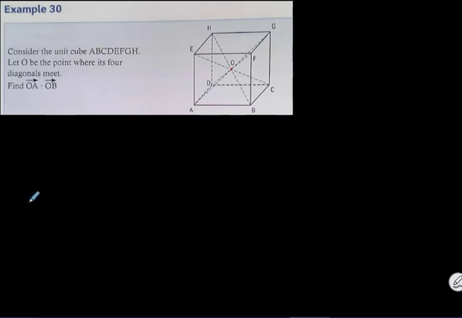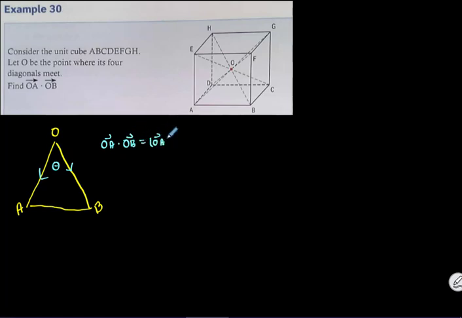So let's draw a quick little picture. Do the best I can. We have OA, OB, and then we can have the angle between those. We'll call that one theta, right? So we want to find OA dot product OB, and that's going to be the magnitude of OA times the magnitude of OB times the cosine of the angle between them, which is theta. So we're going to try to find all those things out.